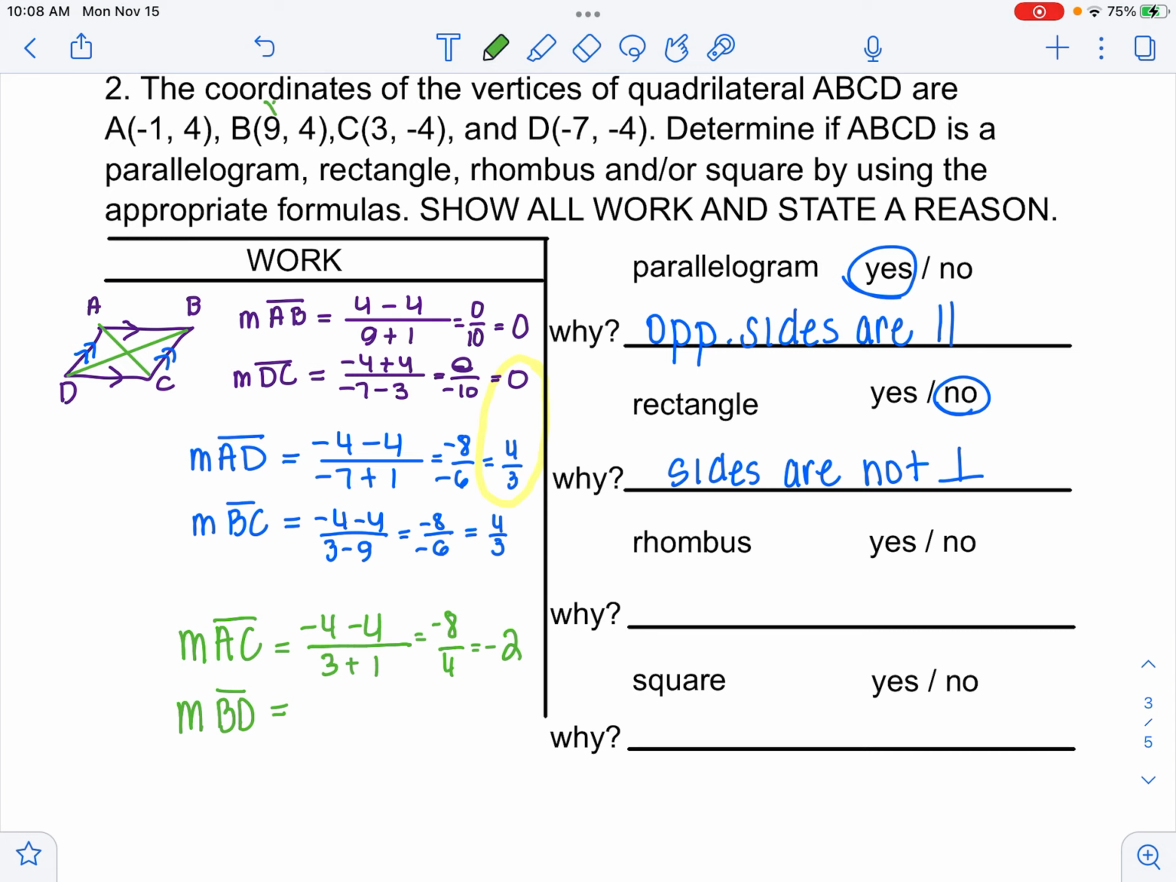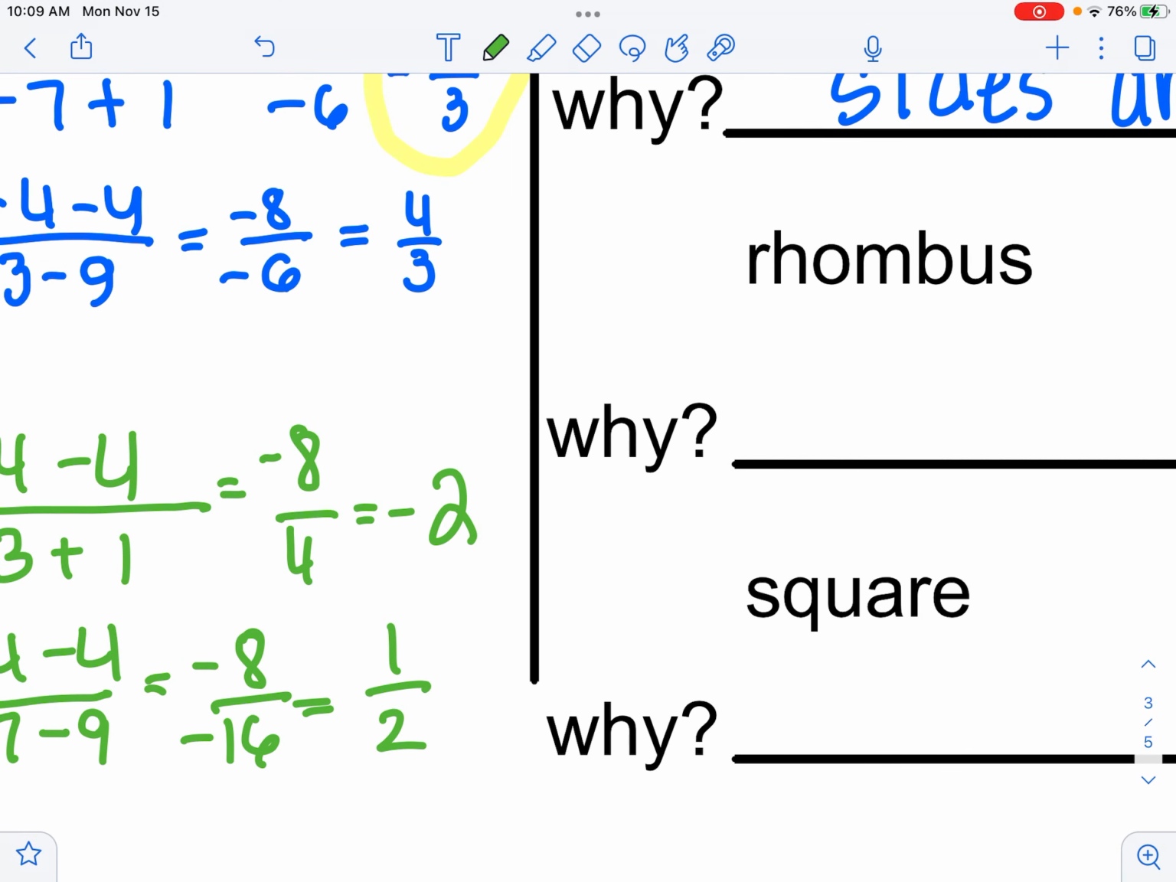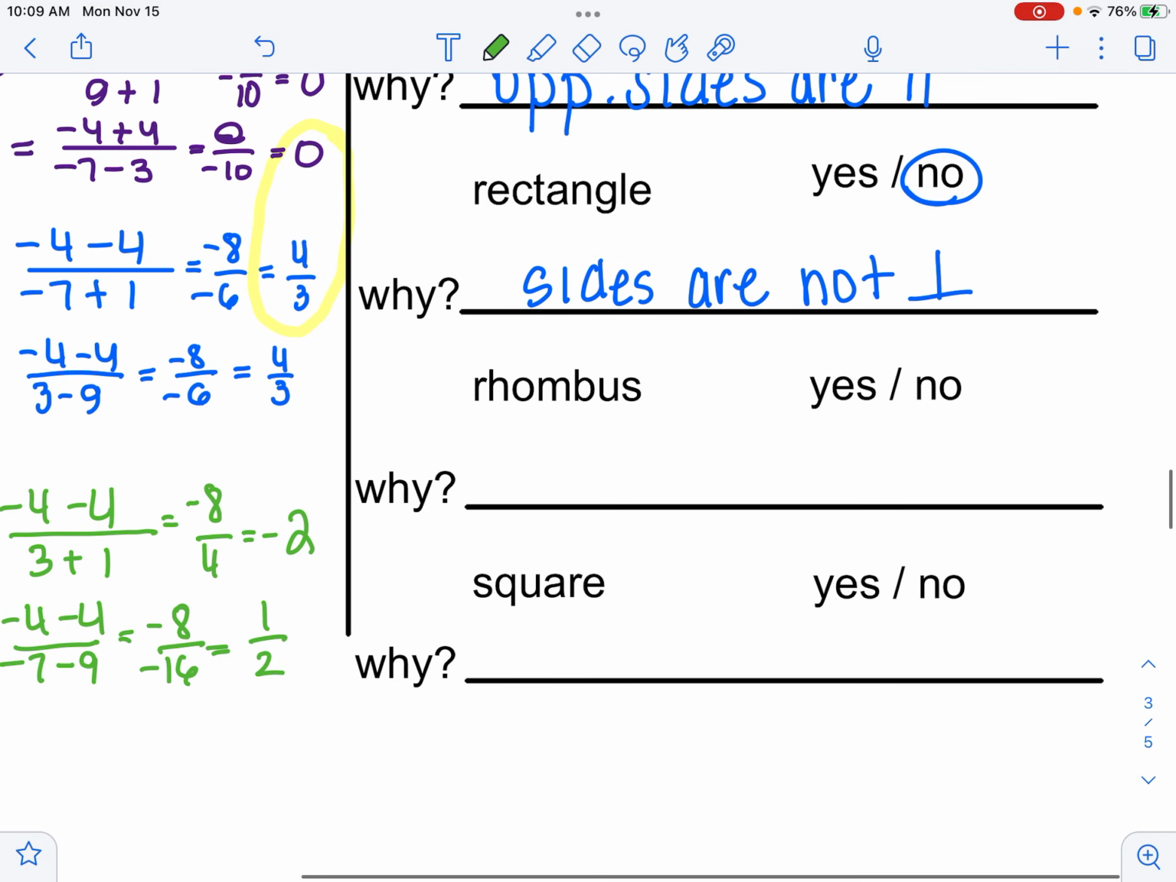All right, now let's do BD. So let me erase this here. BD, x1, y1, x2, y2. All right, so we have negative 4 minus 4 over negative 7 minus 9. So that's negative 8 over negative 16. This is a positive answer because it's a negative over a negative. 8 goes into 8 once, 8 goes into 16 twice. So these are our slopes. If you look, they are perpendicular because they are opposite reciprocals. So yes, this is a rhombus, our reason why is because our diagonals are perpendicular.